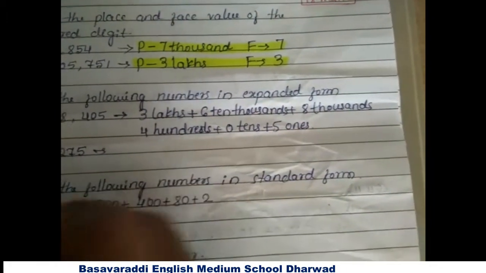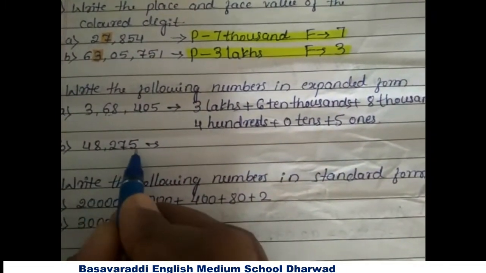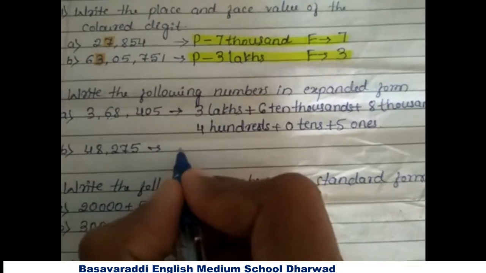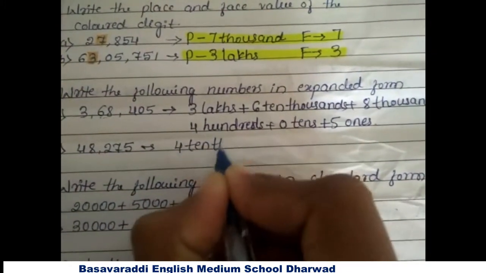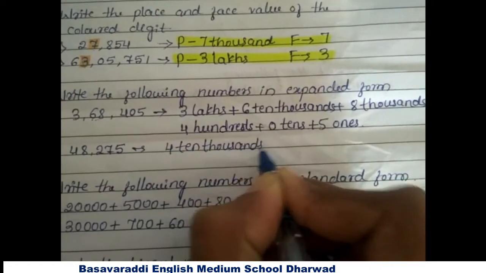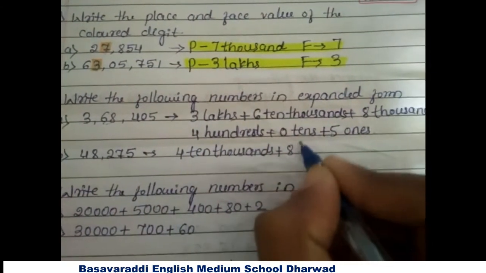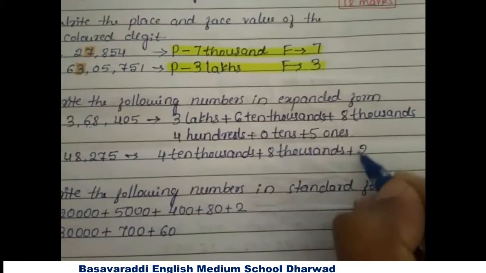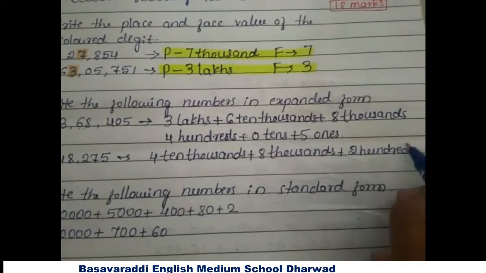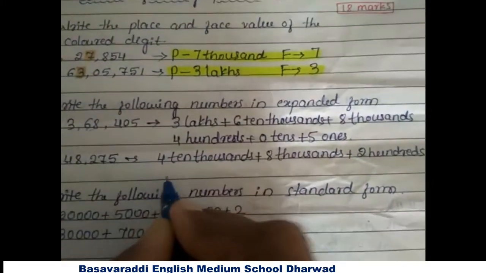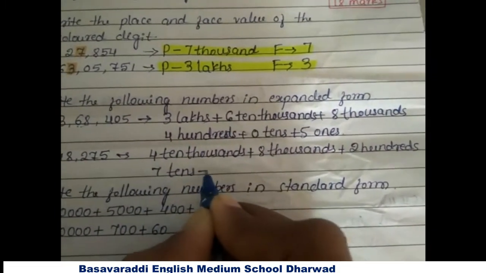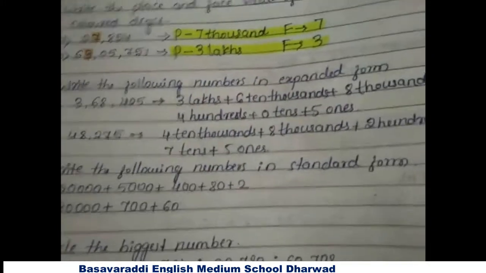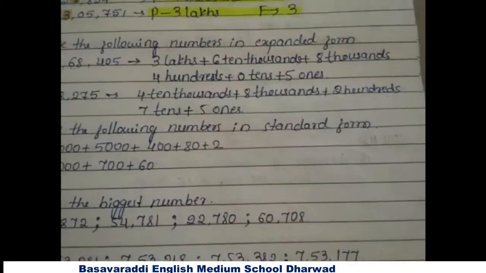Okay, the next one, 48,275: ones, tens, hundreds, thousands and ten thousands. Write in expanded form: the 4 is in ten thousands place, plus the 8 is in thousands place, 2 is in hundreds place, 7 is in tens place, 5 is in ones place. Are you all giving the answer with me? Yes, very good guys. You have to answer with me.